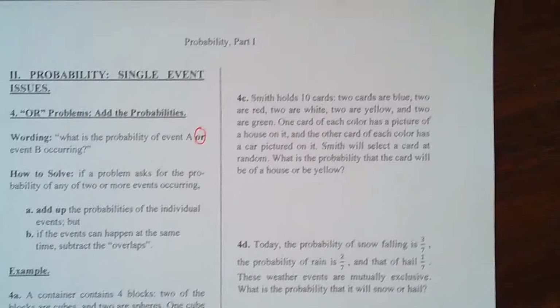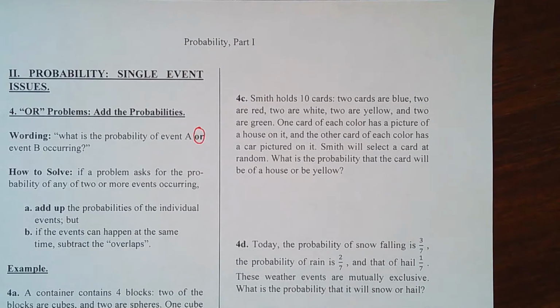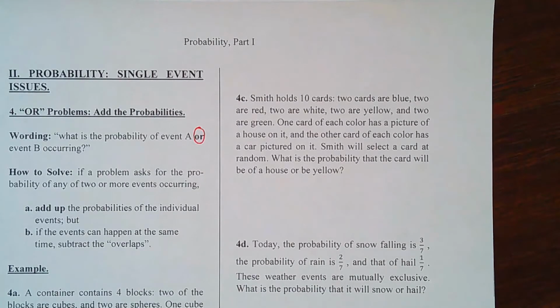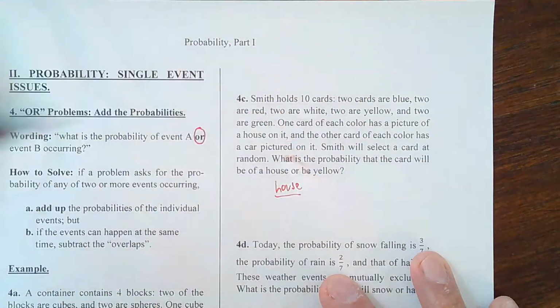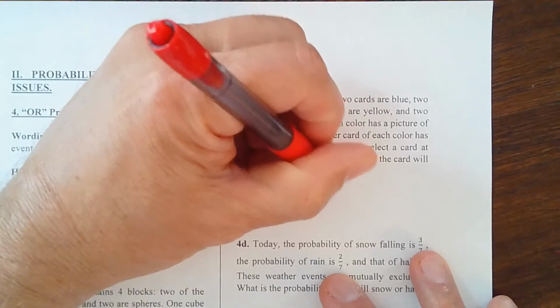Going to 4C now. Smith holds 10 cards. 2 are blue, 2 are red, 2 are white, 2 are yellow, 2 are green. And one card of each color has a picture of a house on it, and the other card of each color has a car pictured on it. Smith will select a card at random. What is the probability the card will be house or yellow?